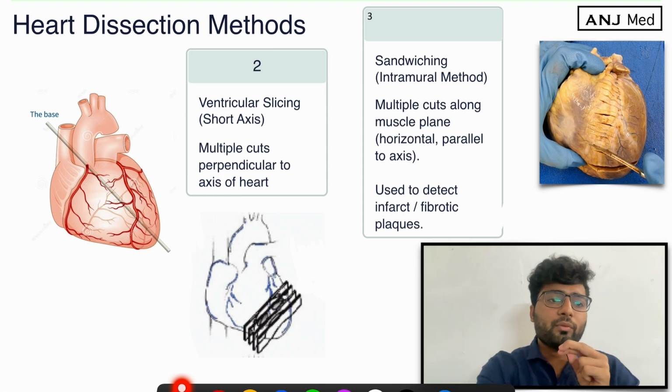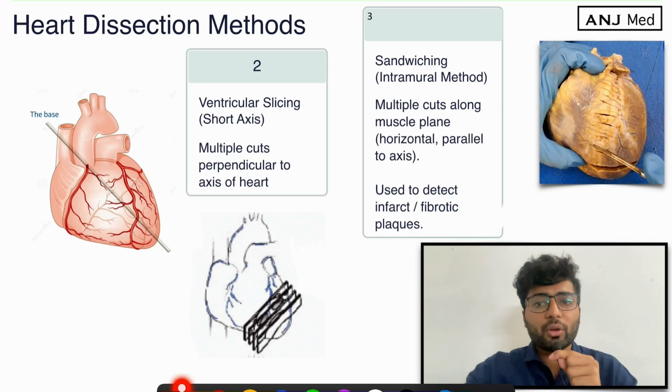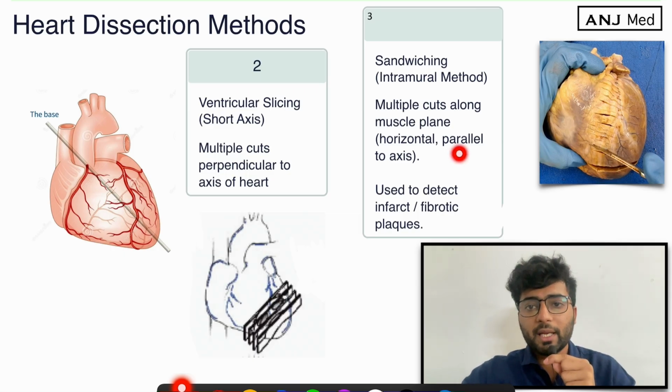In here what we do, first of all, this is the axis of heart, so in this ventricular slicing or short axis method we applied the cuts perpendicular to this axis. Now we are applying it parallel to the axis. So in the sandwiching or intramural method, we are applying multiple cuts along the muscle plane parallel to the axis.